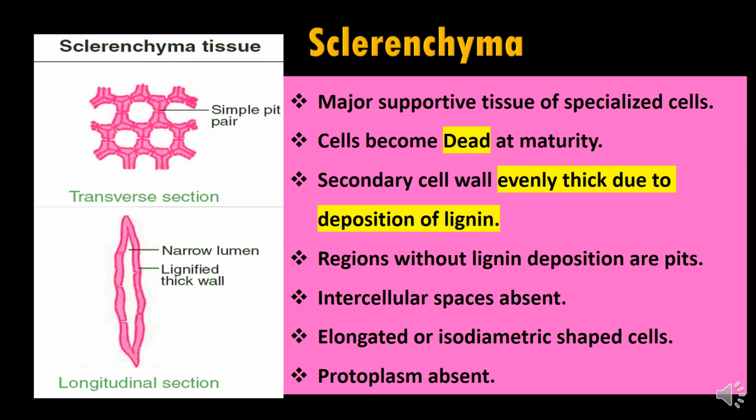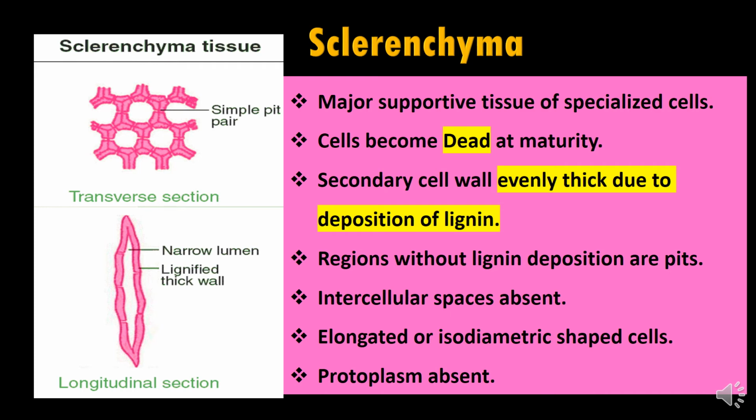Next type of simple permanent tissue is Sclerenchyma. Sclerenchyma is the major supportive tissue made up of specialized cells. Cells become dead at maturity. This is the important thing to remember. Sclerenchymatous cells are dead at maturity, whereas parenchyma and Collenchyma cells are living cells. And the cells become dead due to the deposition of secondary cell wall, which was absent in parenchyma and Collenchyma. The secondary cell wall is made up of lignin.